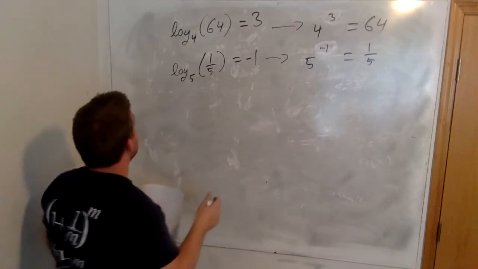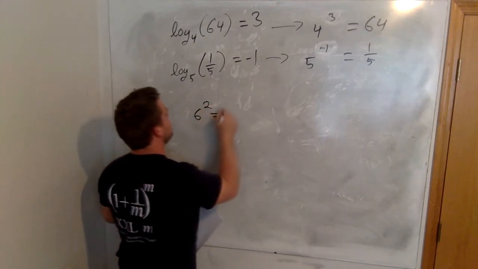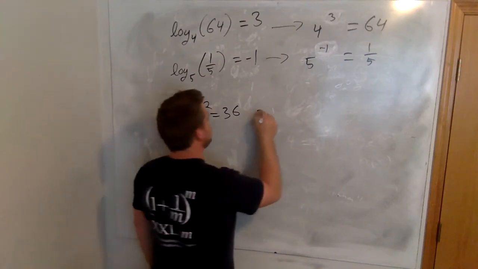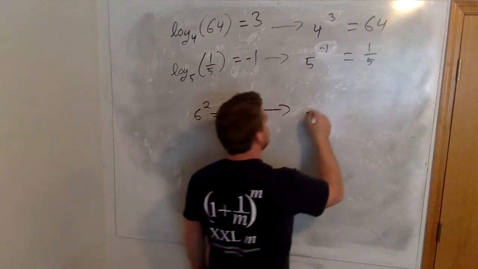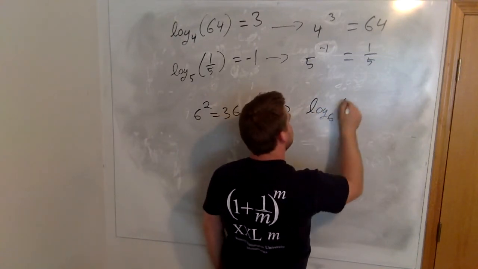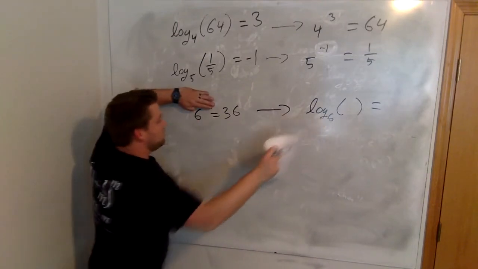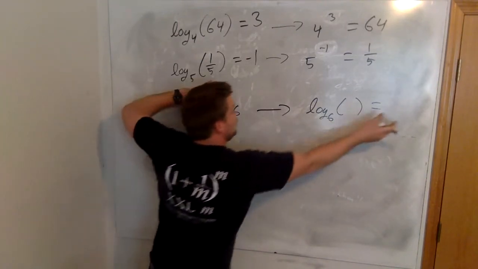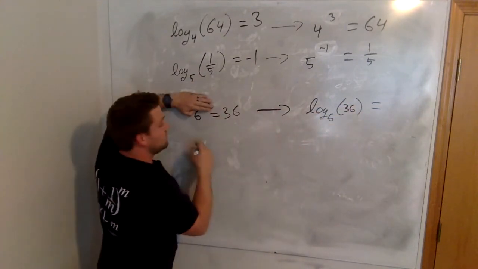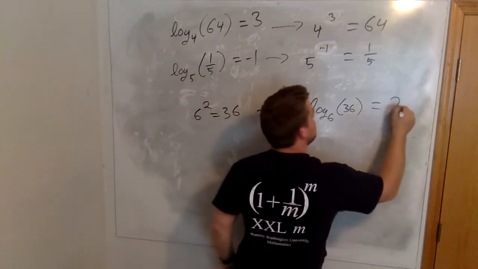If we're going the other way, let's say we start with 6 squared is equal to 36. Let's write this in log form. Well, the base of the logarithm is the same as the base of the exponential. So this would be saying 6 to what power gives you 36? 2.